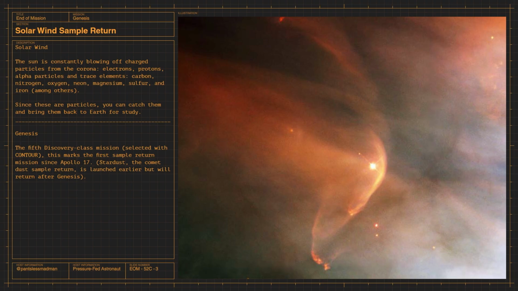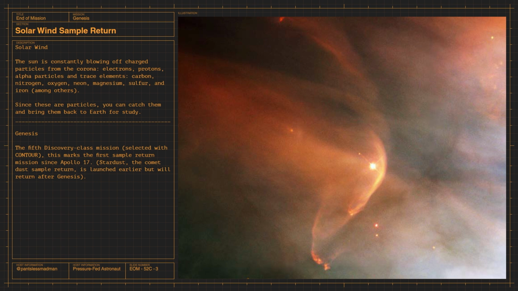So the sun is constantly blowing off charged particles, right? Through the corona. Electrons, protons, morons, alpha particles, and trace elements. Carbon, nitrogen, oxygen, neon, magnesium, sulfur, iron. There's a lot more, from the original planetary nebula. It's particles. You can catch them. You can count them. Genesis is born.